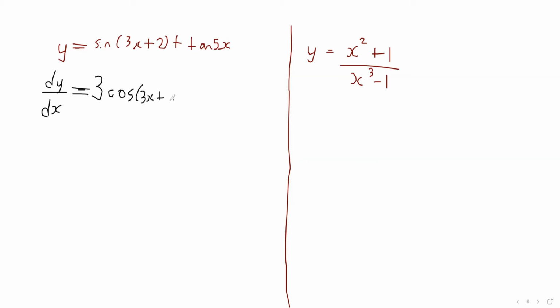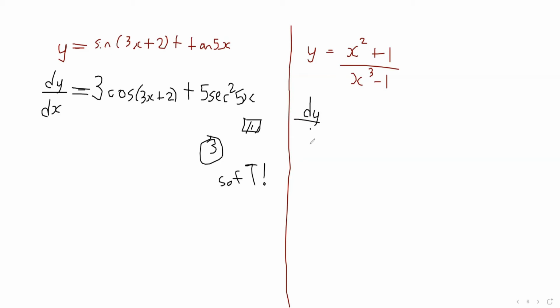Then when I differentiate tan 5x, I know that I get sec squared. This is going to be plus 5 sec squared 5x. That's it, and you get your full 3 marks just for that. Nothing to it. 3 marks, soft, with a capital T. Now this one right here, y is x squared plus 1 over x cubed minus 1.